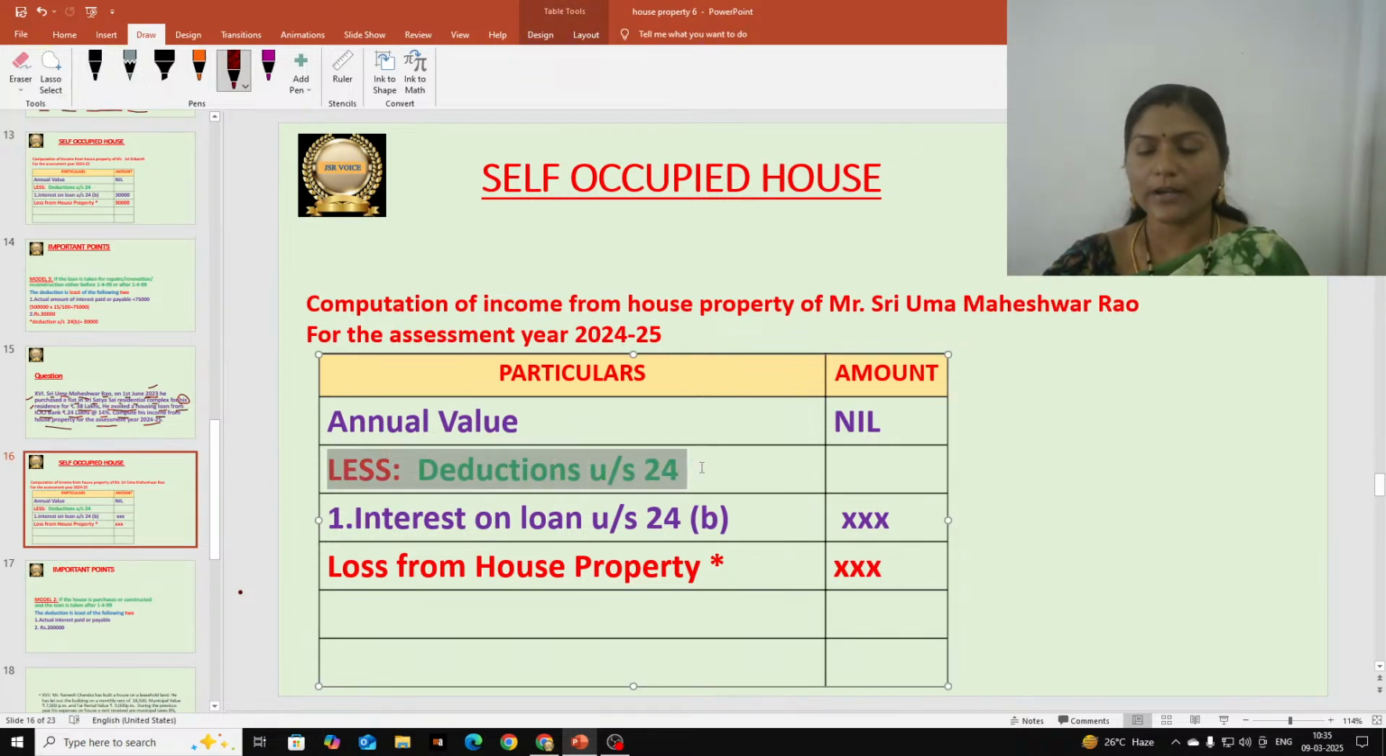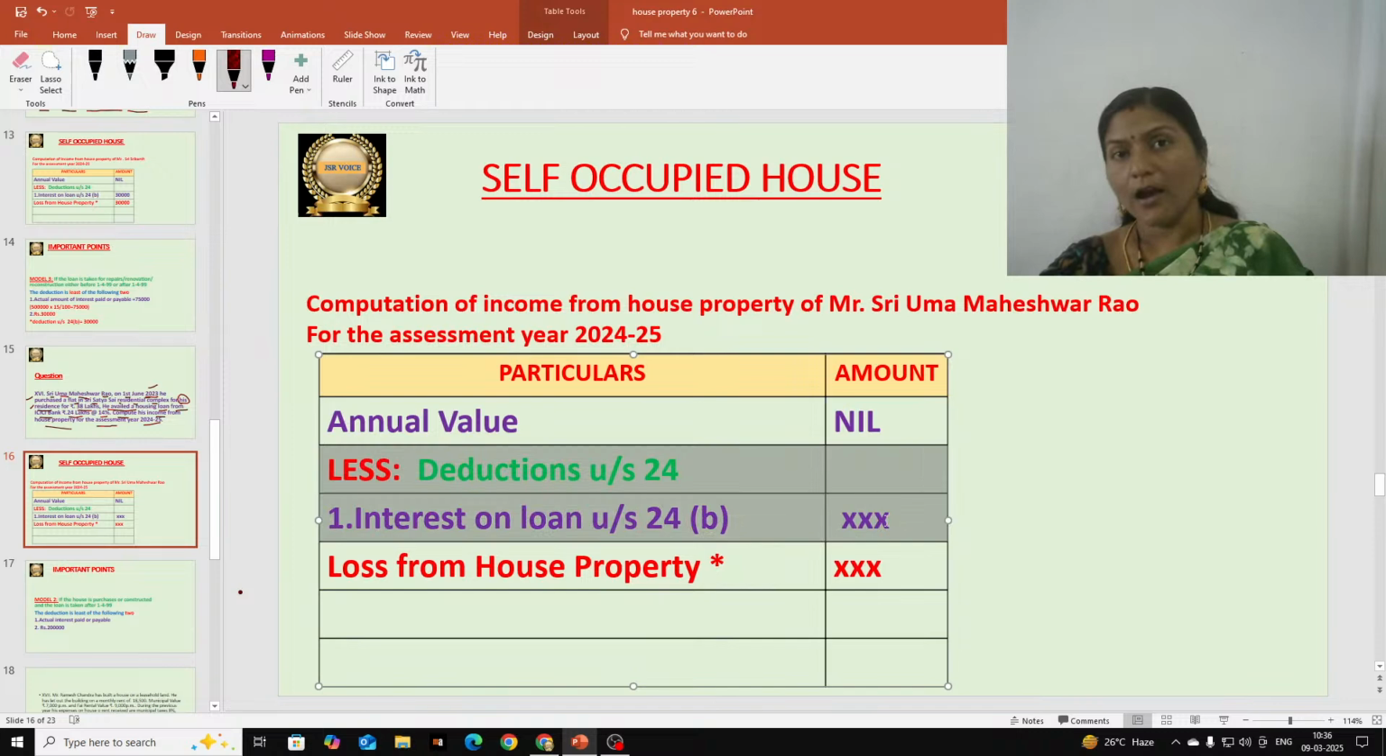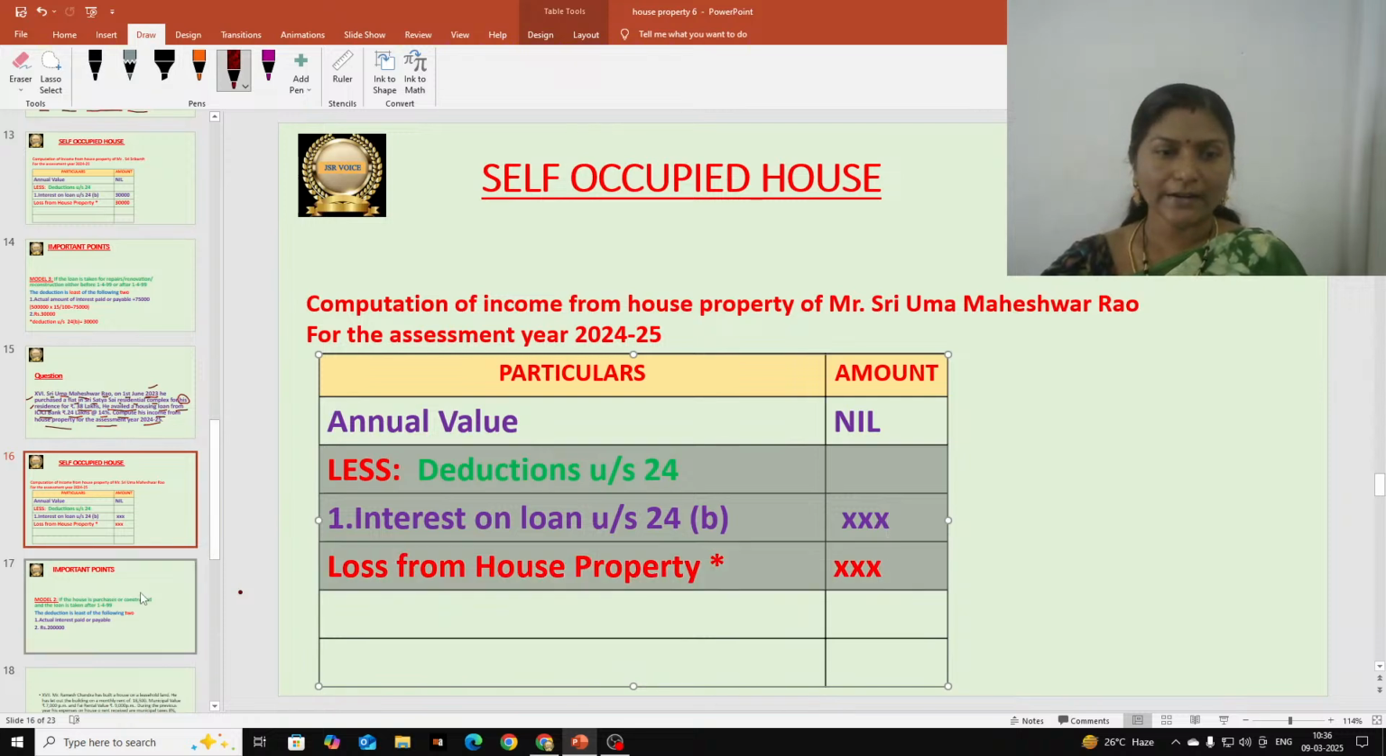Deductions under section 24. How many deductions are there? Only one deduction is there. And what is the deduction? Interest on loan under section 24B. How much is it? We should apply any one model out of 3. So which are we going to apply? Model 2, because the loan is taken for purchasing the house in 2023, that is after 1-4-99. So we are going to apply model 2. Okay, let us apply that.